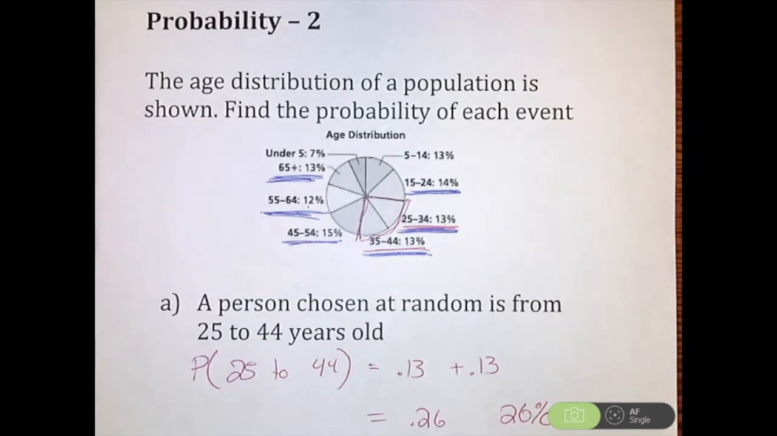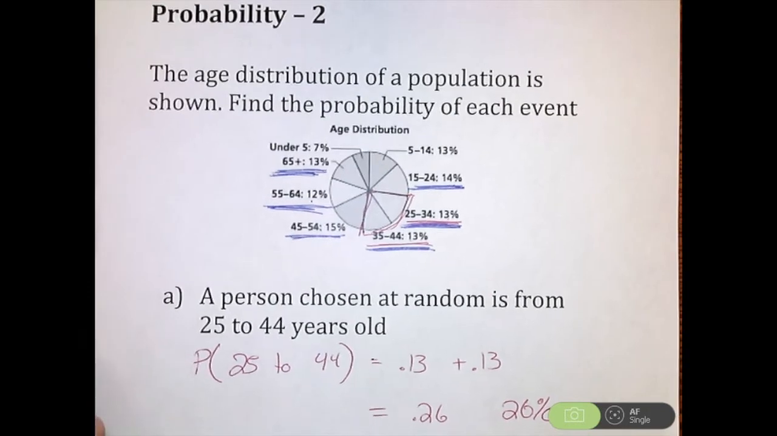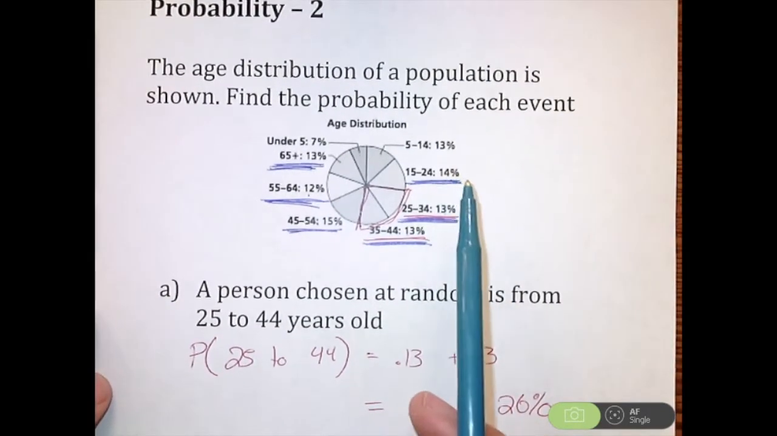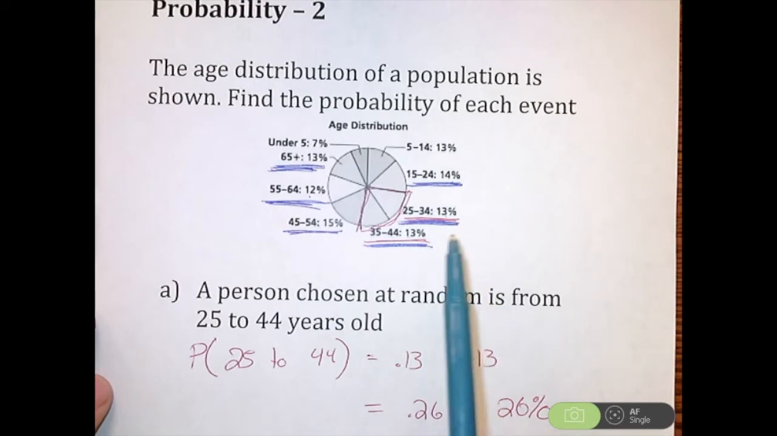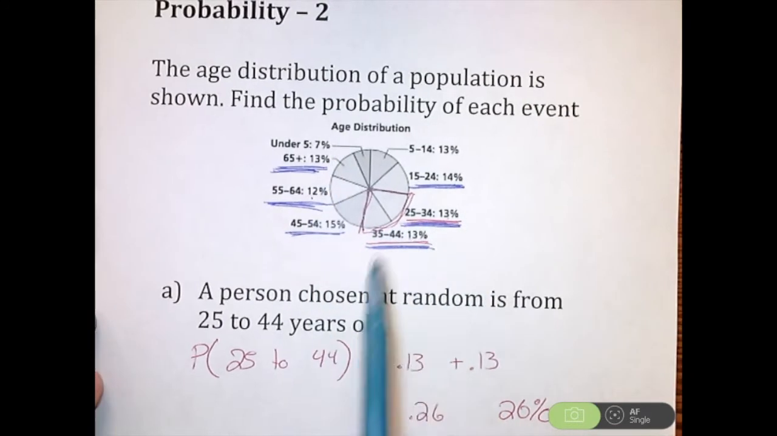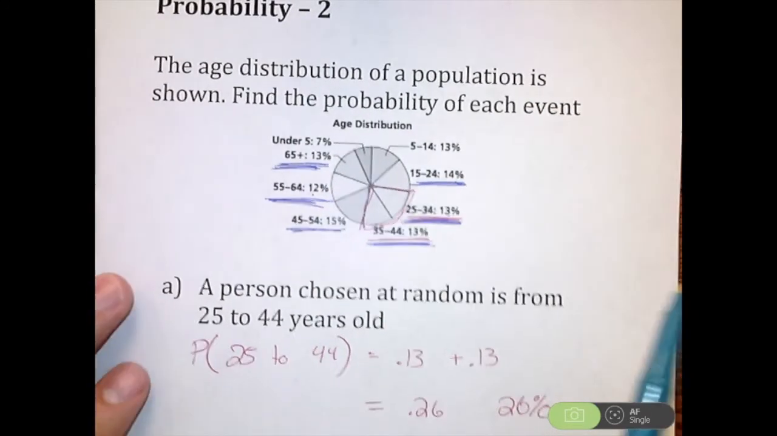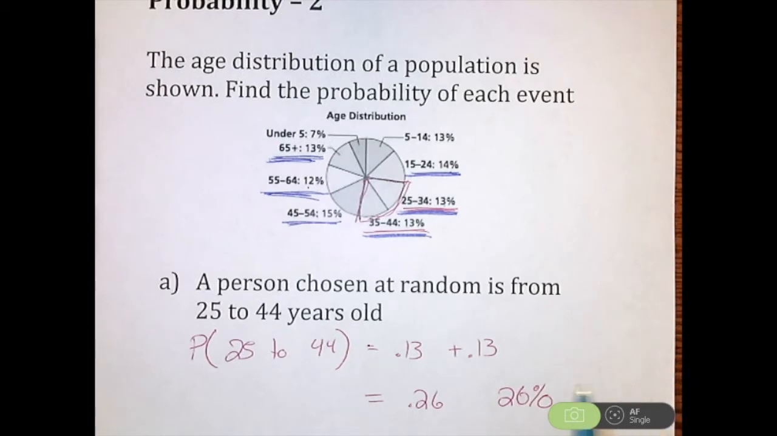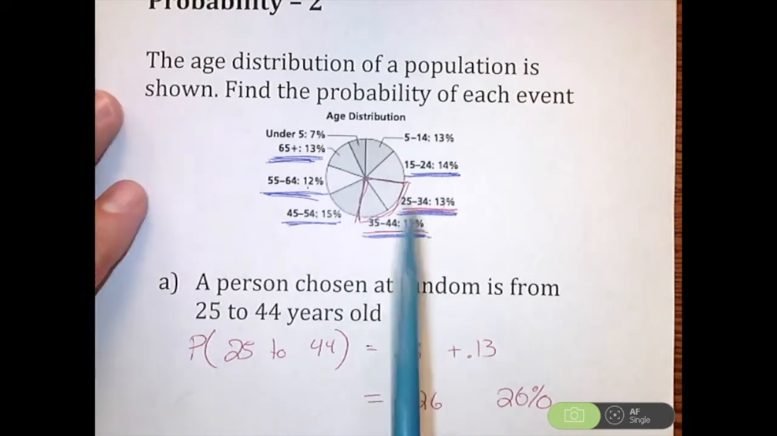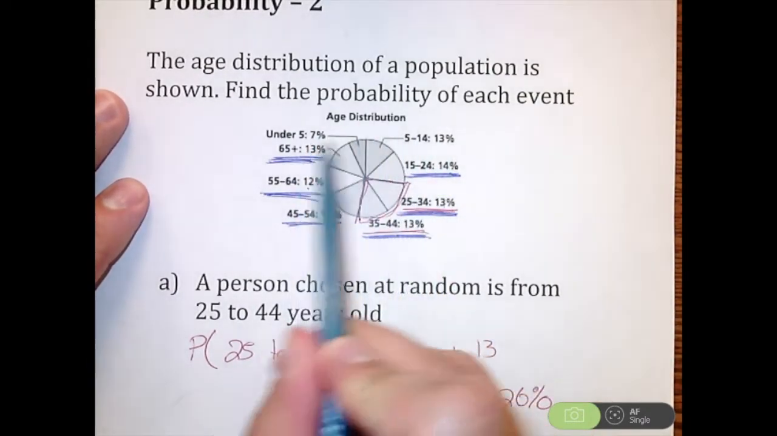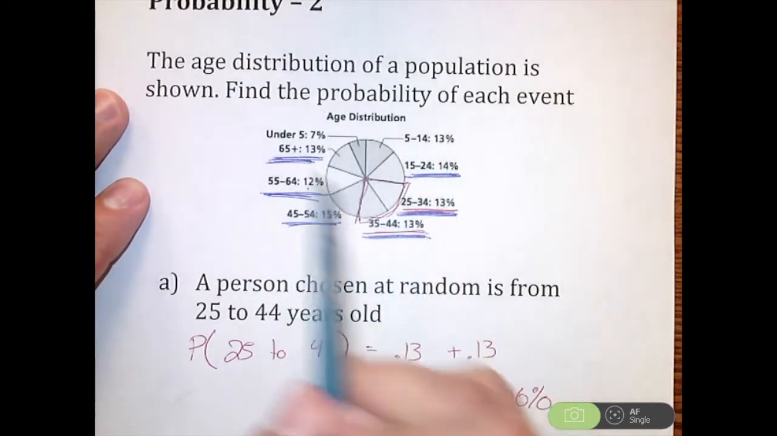Six different pieces there. Now the issue with that is that's a lot to add up. If I wanted to answer this question, I could take 14, 13, 13, 15, 12, and 13 and add those all up. That's totally fine. But sometimes with probability there are shortcuts. It's based on the idea that all probabilities of everything add up to 1 or 100%. So this entire pie chart is all going to add up to 1.